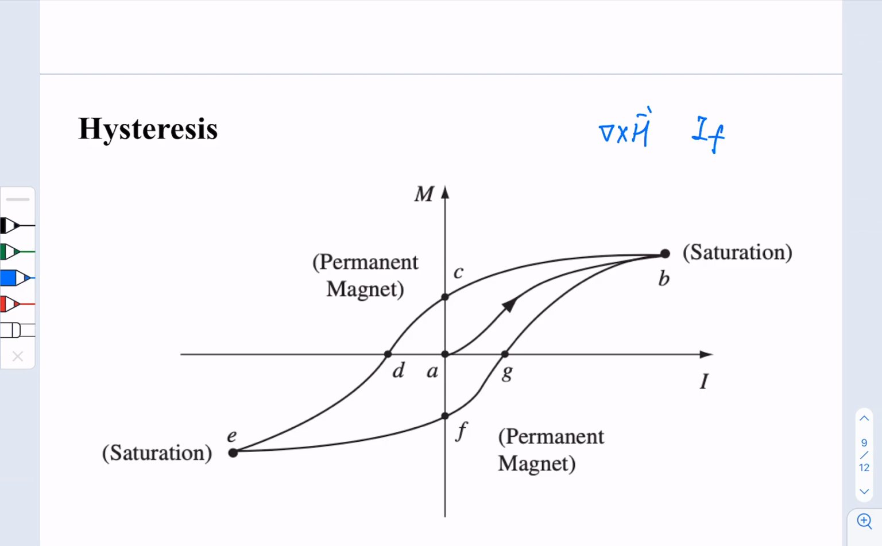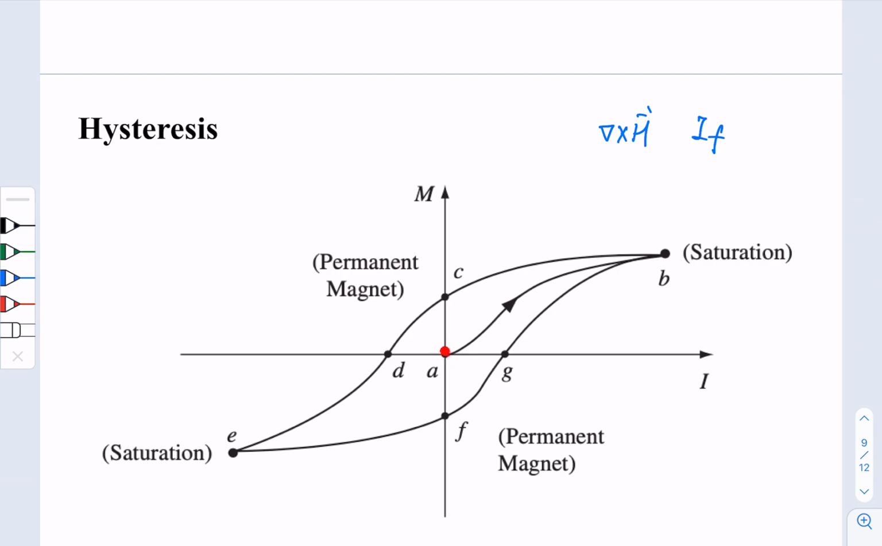So the current I here produces an H field, and this magnetic field will magnetize the material and produce a finite M. And because M is finite, the total magnetic field B is also finite, and it will be enhanced hugely by this M vector.